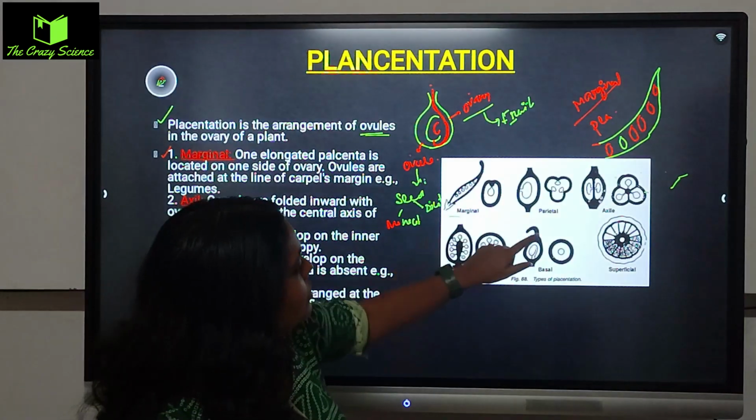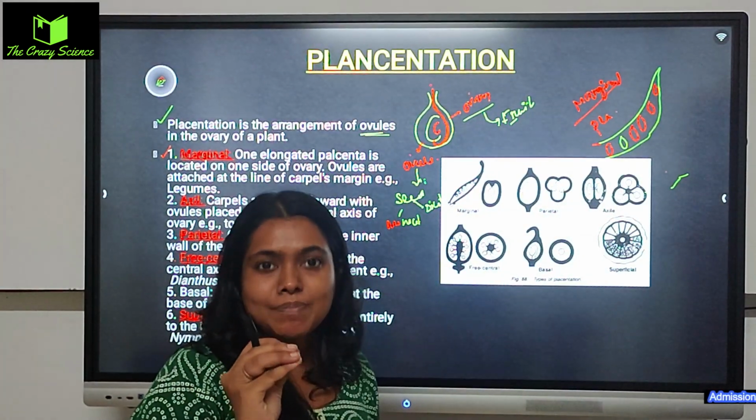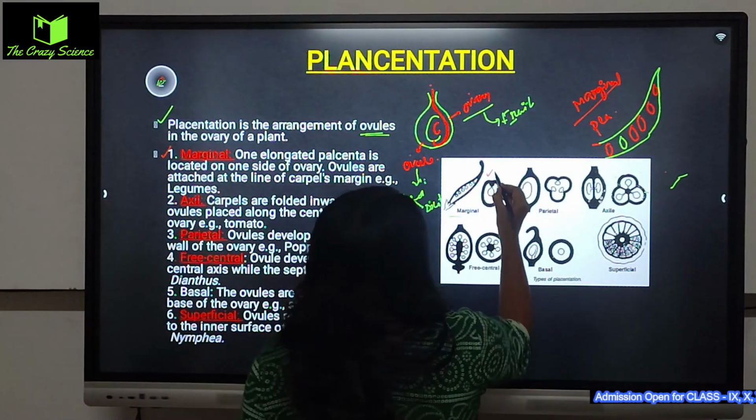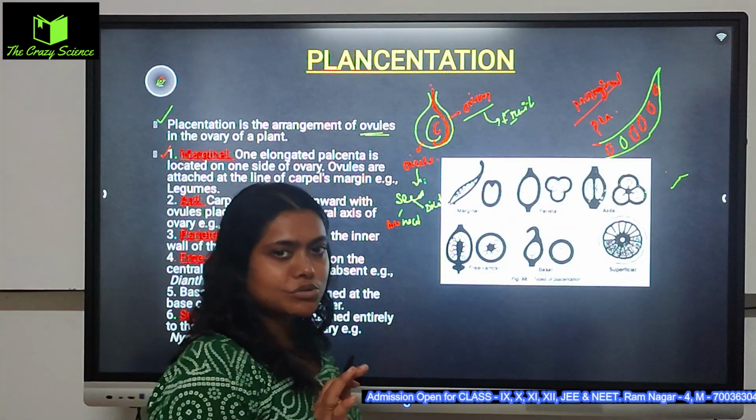So this is marginal. If you cut the seed of the pea plants, it will look like this. So that was marginal one. It's very easy to recall.